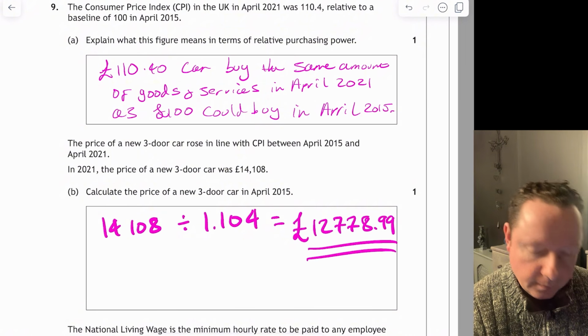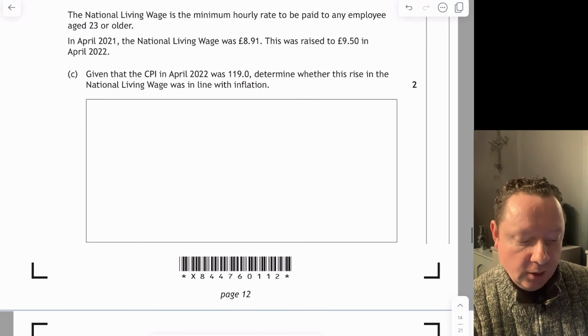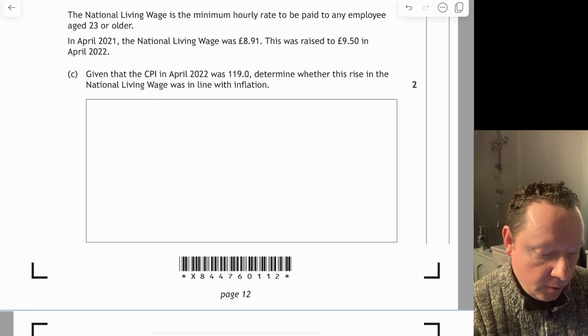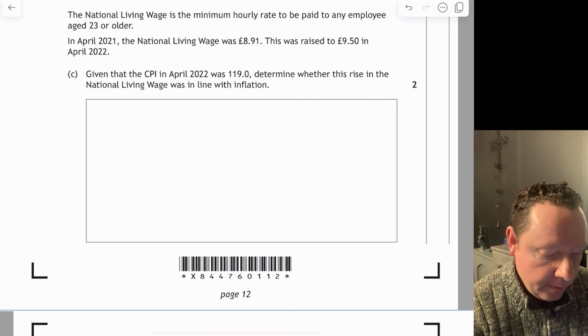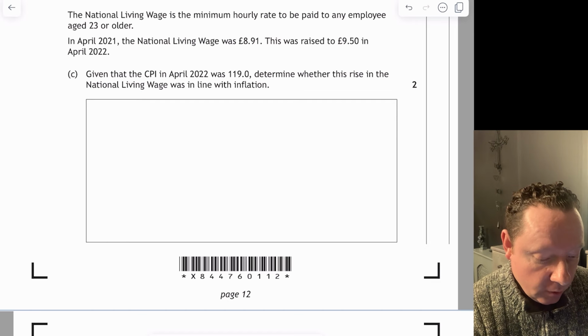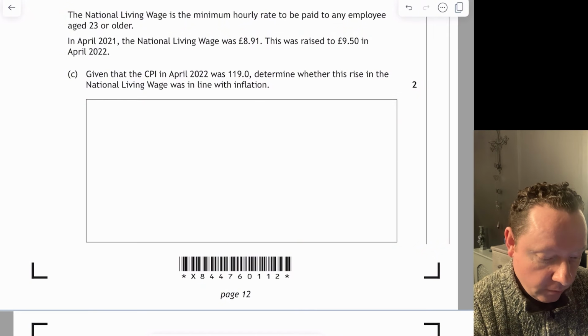£12,778.99. Okay, the national living wage is the minimum hourly rate to be paid to an employee 23 years or older. In April 21, the national living wage was £8.91. This was raised to £9.50 in 2022. Given that the CPI in April 2022 is 119.0, determine if this rise is in line with inflation.